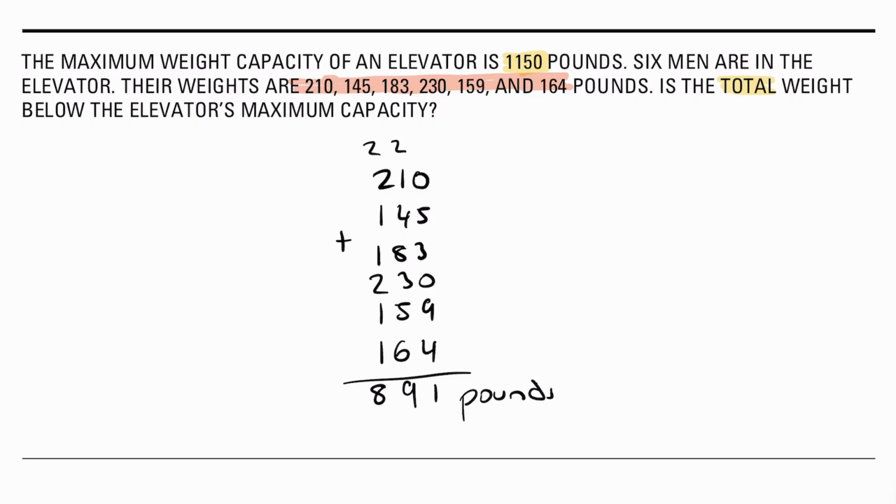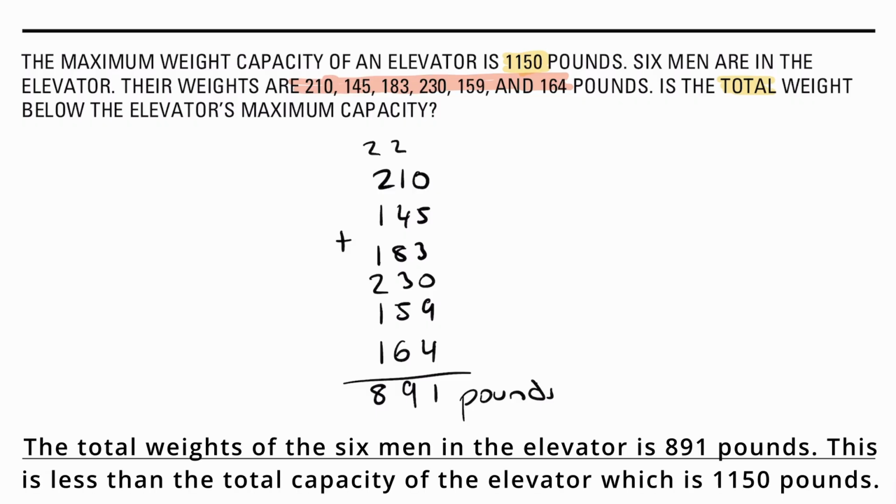And so now we need to ask ourselves, is that below the elevator's maximum capacity? So we know the maximum capacity is 1,150. And so 891 is less than 1,150. So yes, they are below that. And so the worded answer would be, the total weights of the 6 men in the elevator is 891 pounds. This is less than the maximum capacity of the elevator, which is 1,150 pounds. And that would be about it.